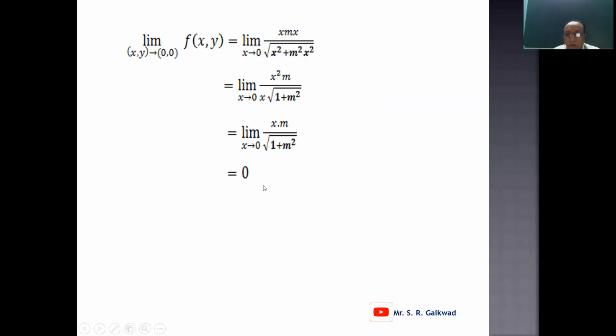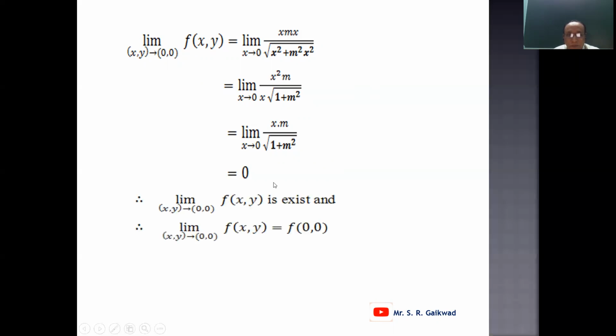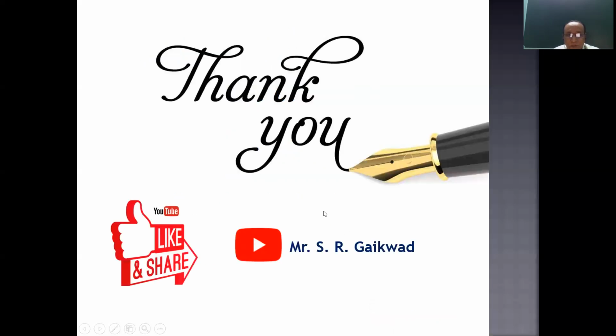And therefore, along x-axis and along y-axis, value of limit is 0. Along the path y equal to mx, the value of limit is also 0. And therefore, limit x comma y tends to 0 comma 0 of f of x comma y exists, and limit xy tends to 0 comma 0 of f of x comma y is same as f of 0 comma 0. It means all conditions of continuity are satisfied, and therefore the function f of x and y is continuous at 0 comma 0.